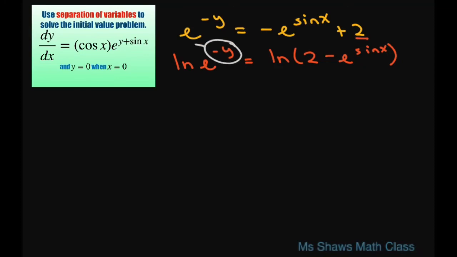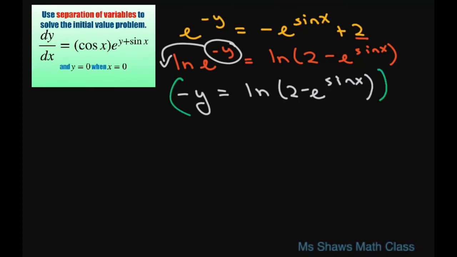Bring this negative y down. So you get negative y equals ln of 2 minus e to the power of sine of x. We're solving for y, not negative y. So multiply through by negative 1, you get y equals negative ln of 2 minus e to the power of sine of x. And your domain is all real numbers.